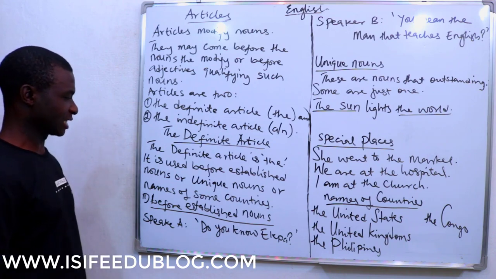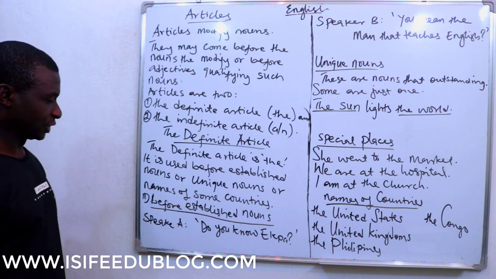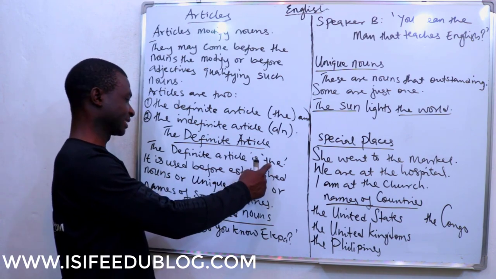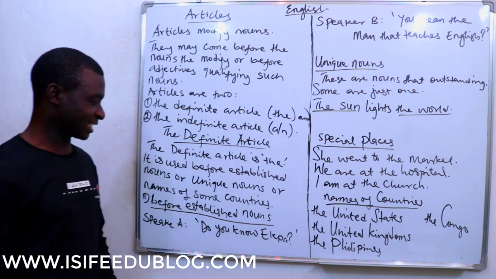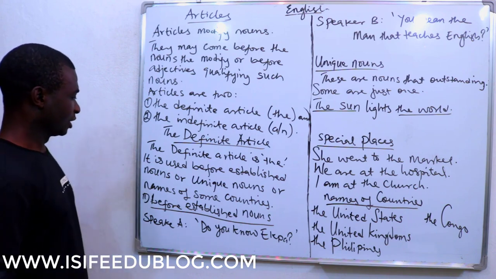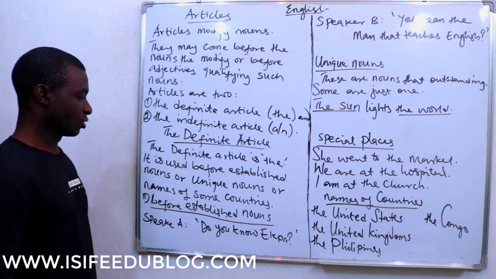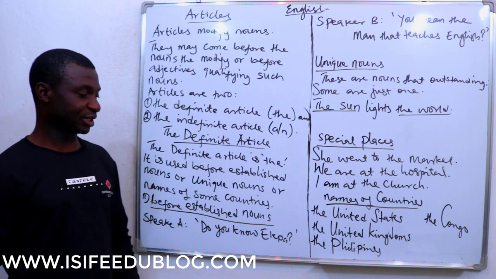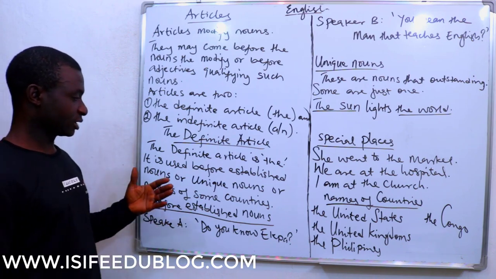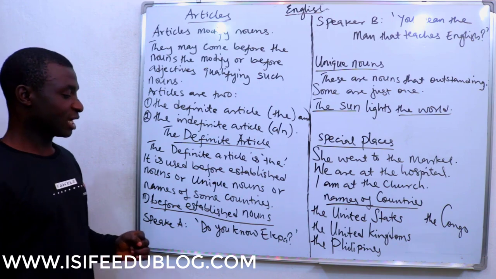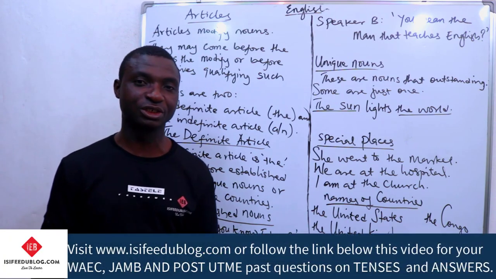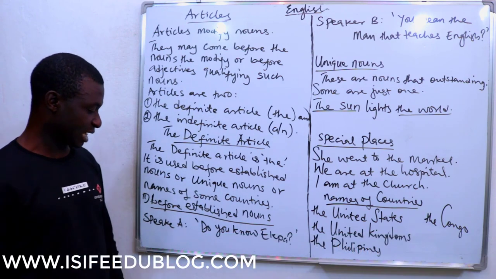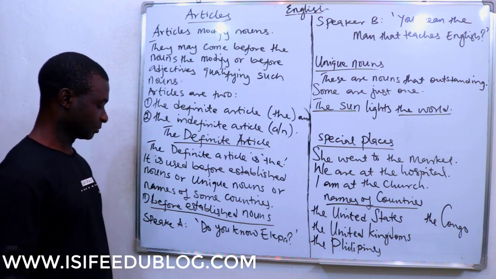First, we'll look at the definite article, which is what? The. The definite article is the. So in this sentence alone, we have two thes. All right. That's how it can be. It is used before established nouns or unique nouns or names of some countries. What do I mean here? It is used when the parties to a discussion already know the person or thing being talked about. That's what I mean by already established nouns.